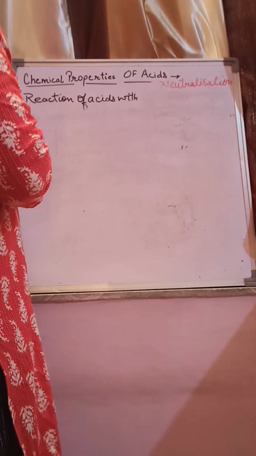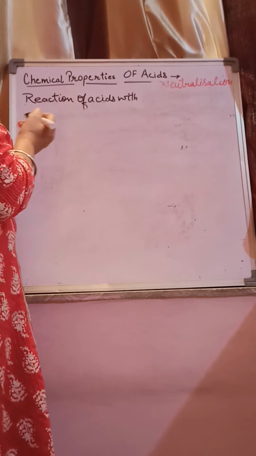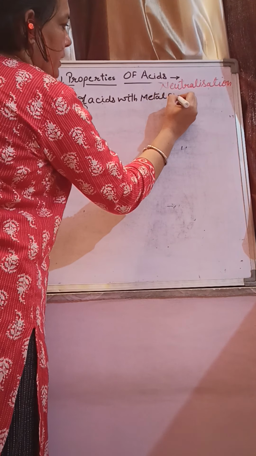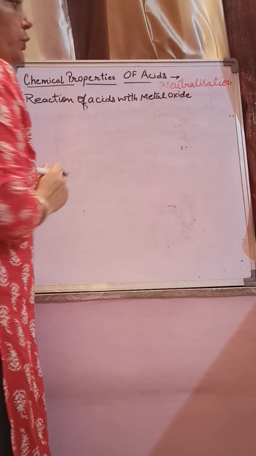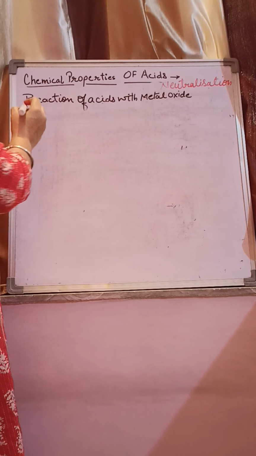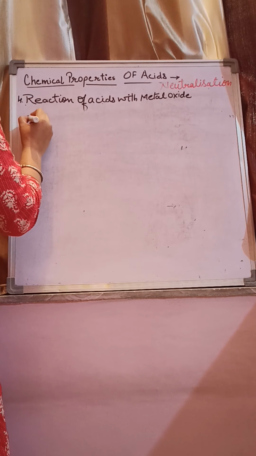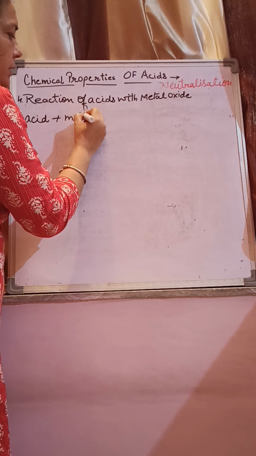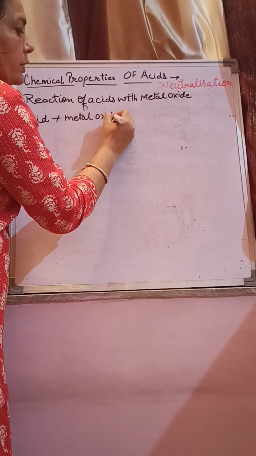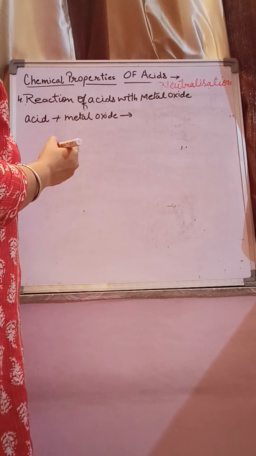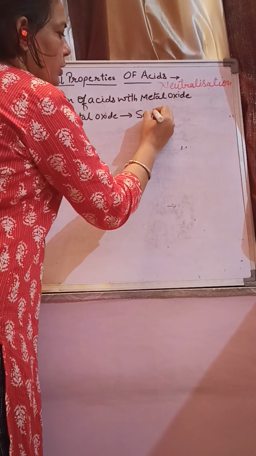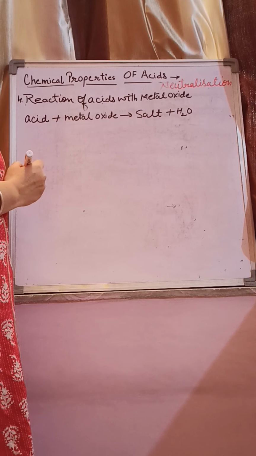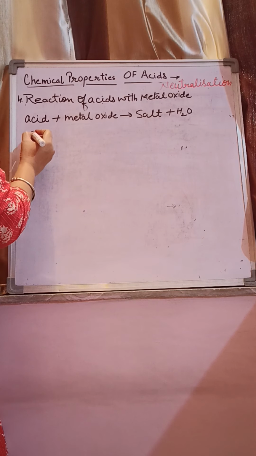The next property of acids is the reaction of acid with metal oxide. This reaction is similar to the neutralization reaction. So first we will write the word equation: acid plus metal oxide. There is a formation of the same products as in the previous reaction, salt and water. Let us understand this reaction with the help of various metal oxides and acids.